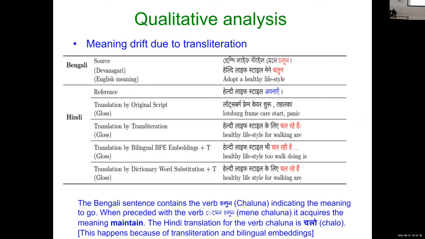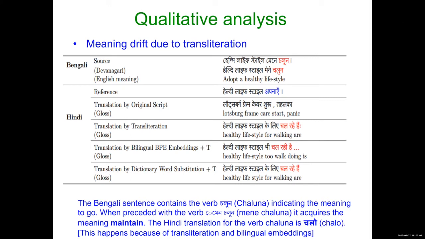So meaning due to transliteration, healthy lifestyle management, adopt a healthy lifestyle. So here Hindi produces healthy lifestyle for walking. So chal rahe hai is the word here. Chal rahe hai is not at all adequate here. It is not at all appropriate in this scenario. So chalun is walk, and Hindi translation has obtained a very literal transformation of this sentence. However, healthy lifestyle ke liye, that is a fluent part.